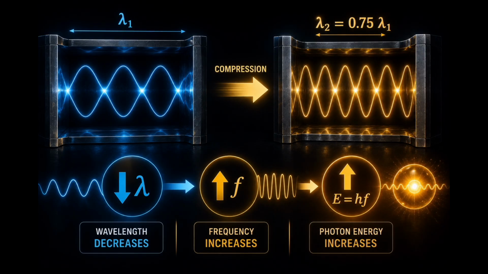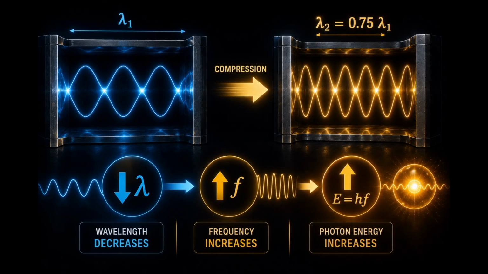Now look at the last panel. Using the fact that the energy of a photon is directly proportional to its frequency, since the frequency increases by 33.3%, the photon energy also increases by 33.3%. So the entire figure tells a beautiful cause and effect story. Compression, shorter wavelength, higher frequency, higher photon energy.